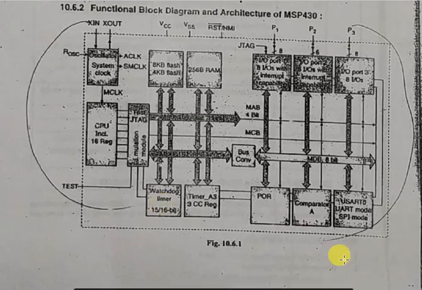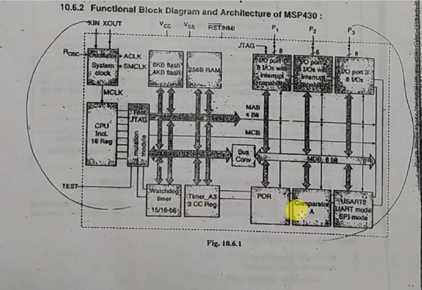The second block is related to the timer. The timer is a 16-bit timer counter with three capture compare registers. The timer can support multiple capture compares, which is a feature of MSP 430, PWM outputs and interval timing. The timer also has extensive interrupt capabilities.